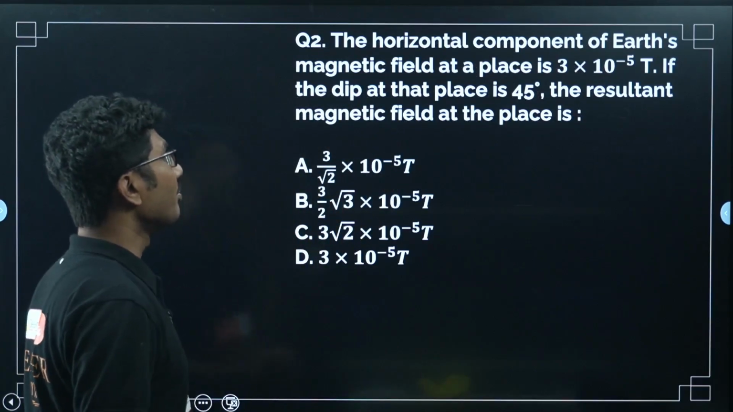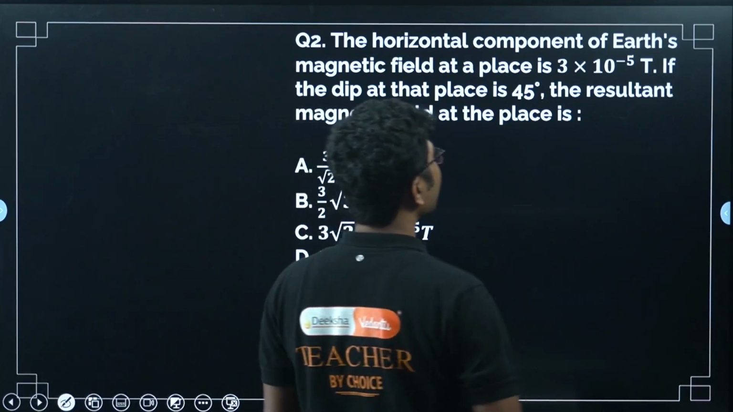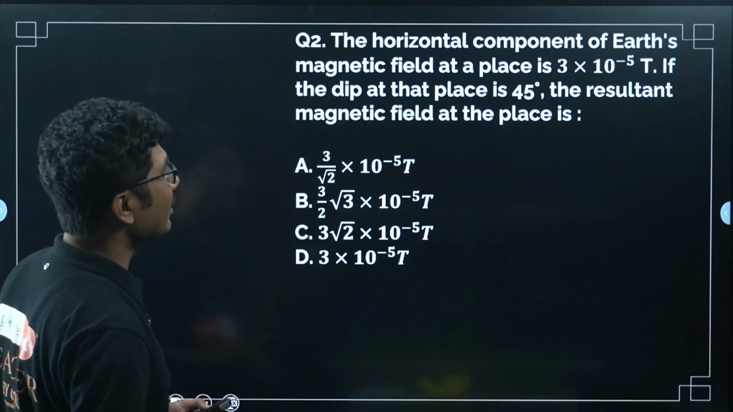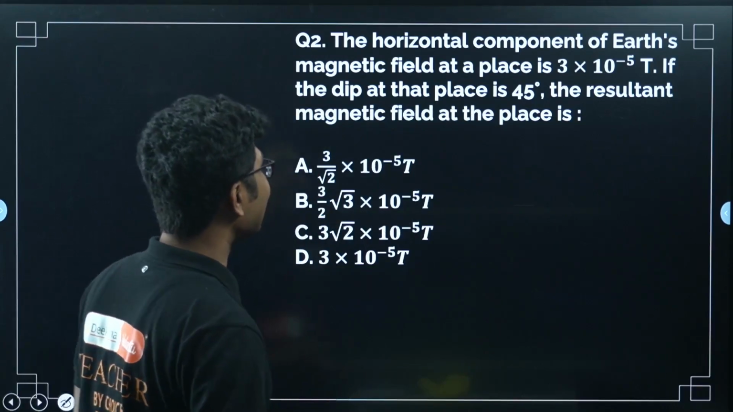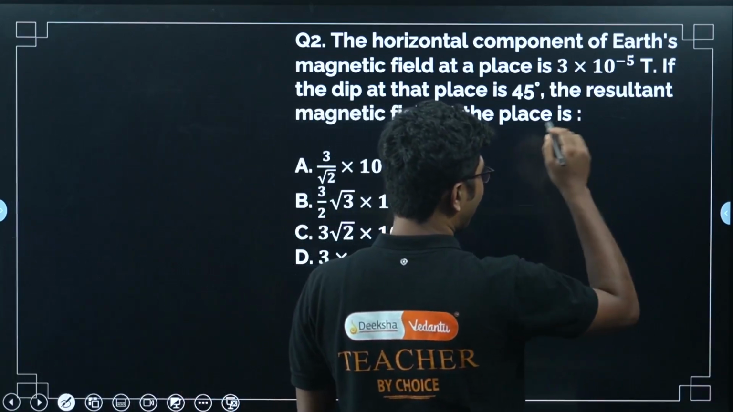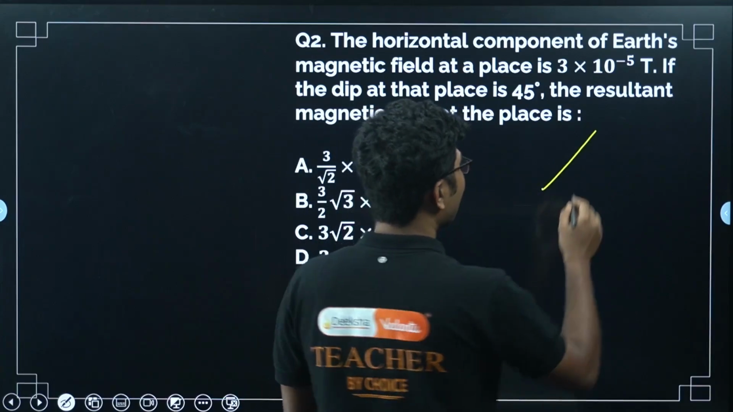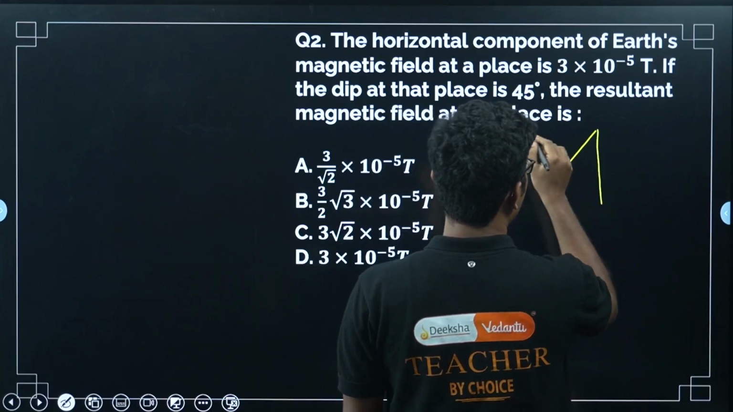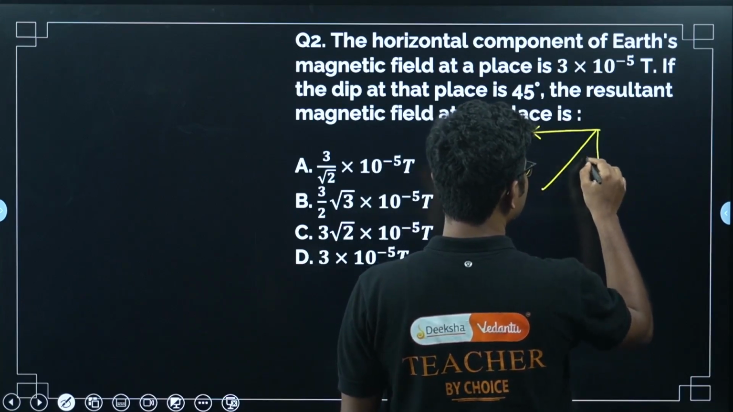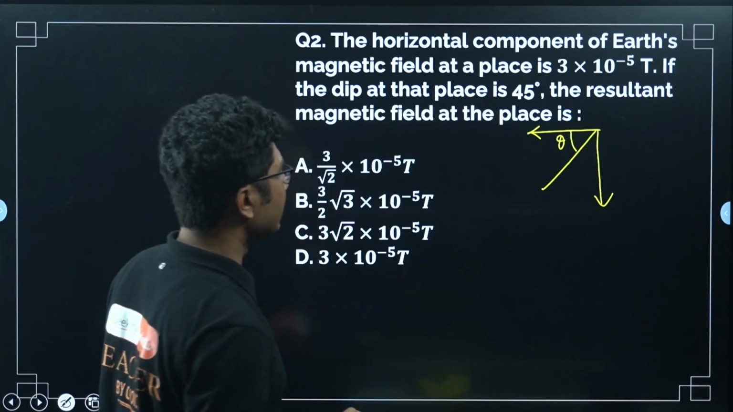The horizontal component of Earth's magnetic field at a place is 3 times 10 to the power of minus 5 Tesla. If the dip at that place is 45 degrees, the resultant magnetic field at that place is? If this is the vertical field and this is the horizontal component, the dip angle is this theta. Now this is also a part of the deleted syllabus.